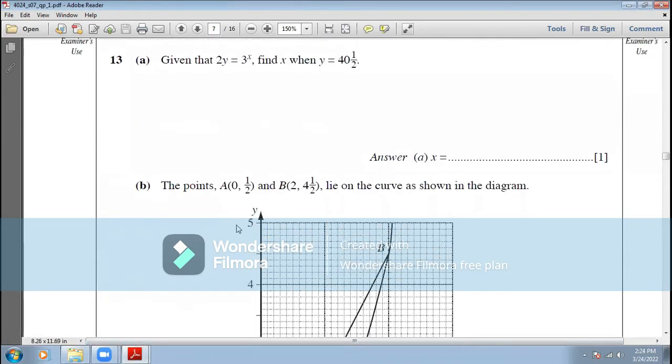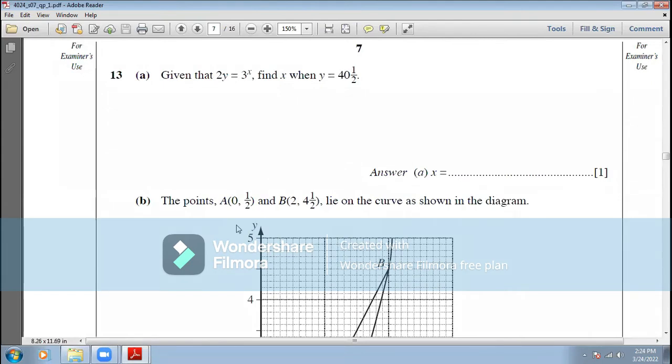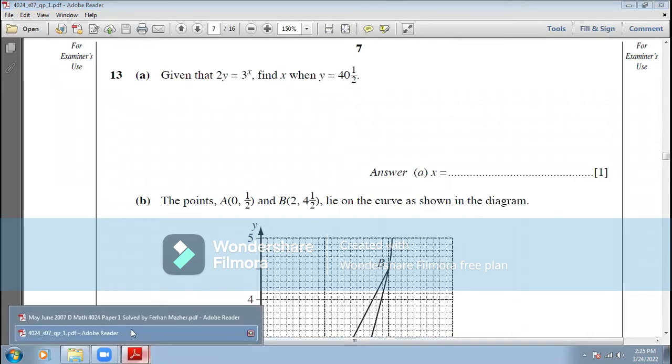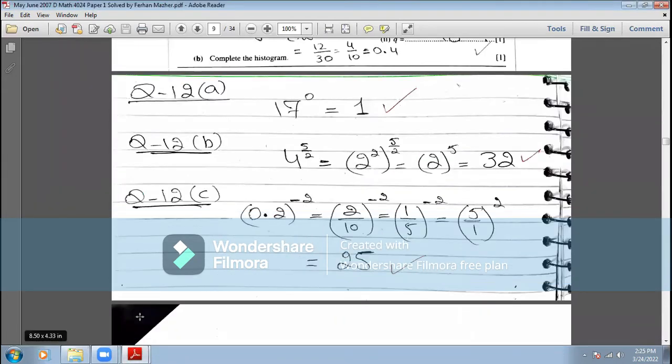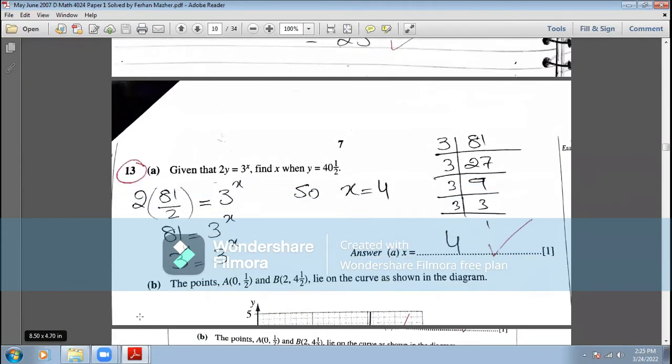Okay. So the next question coming up on your screen is question number 13. He says, given that 2y is equal to 3 raised to power x, find the value of x when y is 40 whole 1 by 2. Okay, so it's a 1 mark question. Let me show you the solution. The equation is given.